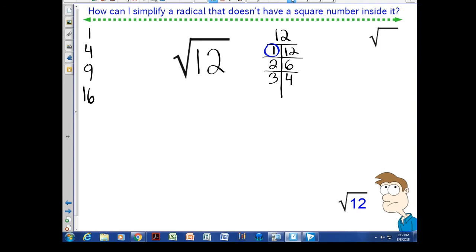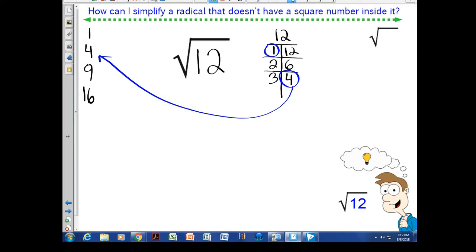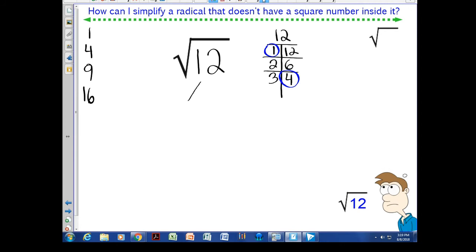But is there another one? And the answer is yes, 4. 4 is the largest factor of 12 that's also a square number. That makes it extremely useful in this problem. So once I have that number, I'm going to go back to my square root of 12, and I'm going to basically divide it into 2 square roots. On the left side, I'm going to put that perfect square number, which in this case was 4. And on the right side, I'm going to put the other number that multiplies to give me 12. In this case, it's right here, the number 3.